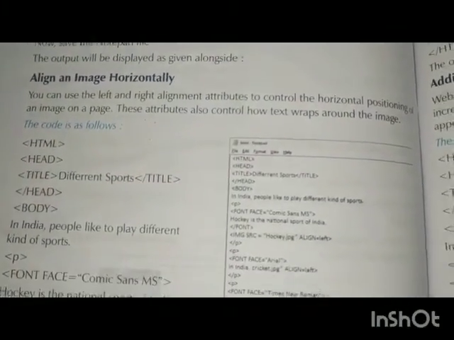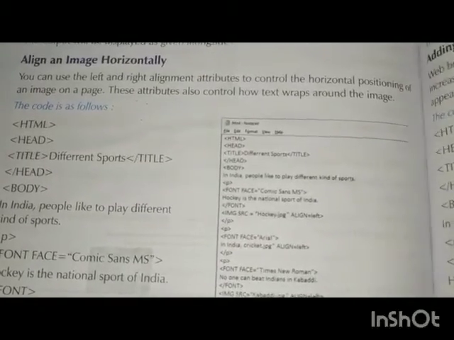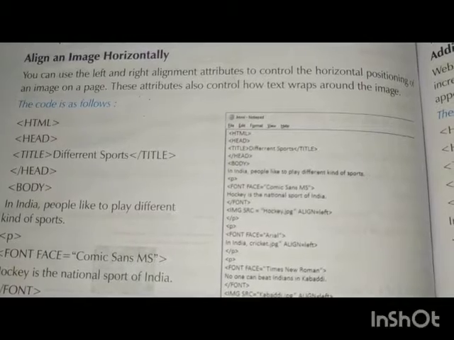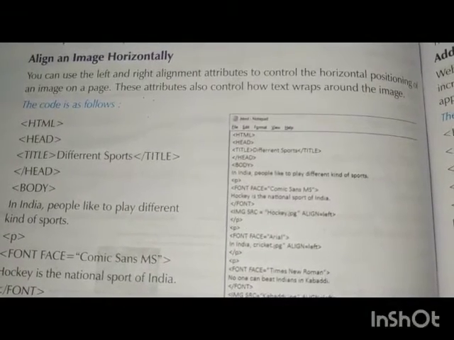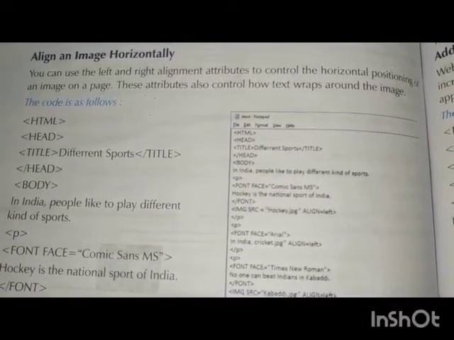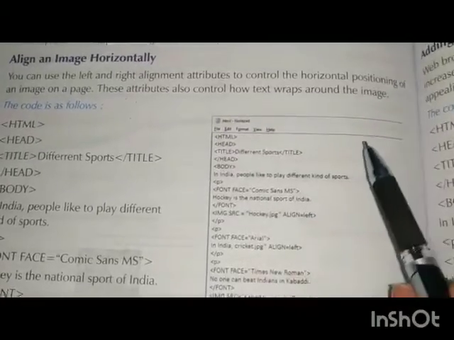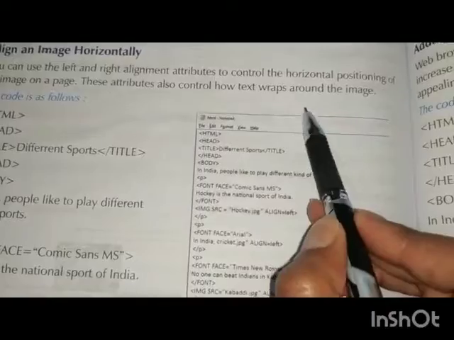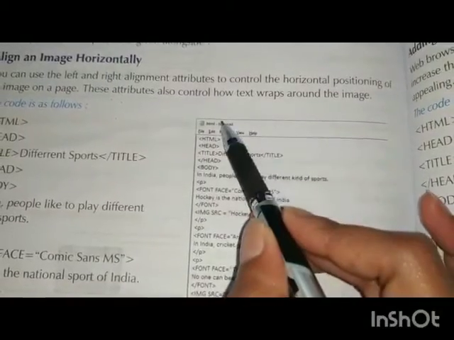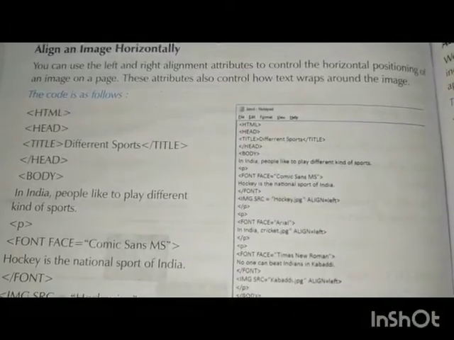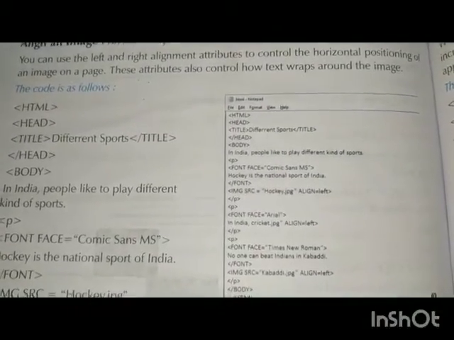Next is aligning an image horizontally. You can use alignment like left alignment or right alignment to control the horizontal positioning. Whenever you want to apply alignment horizontally, horizontally means left to right or right to left. So how to make use of it? What do you have to do first of all?